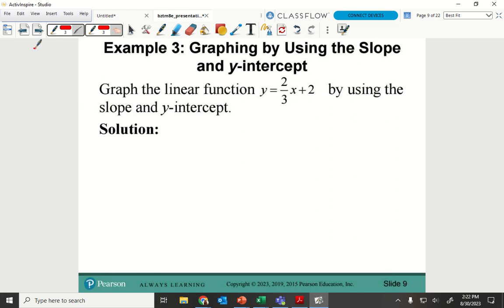Graph the line using slope and y-intercept. So y equals 2/3 x plus 2.